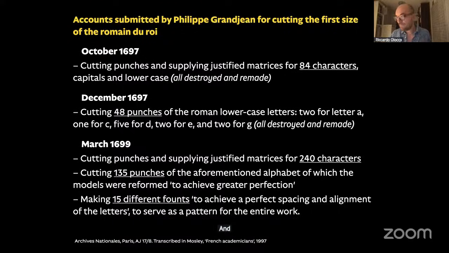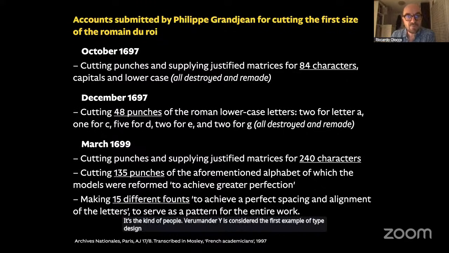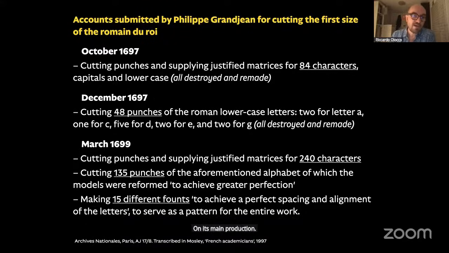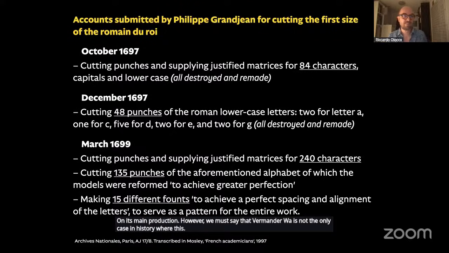And we can say that the committee basically acted like a 20th century type designer, more or less like Van Krimpen, Gill, Dwiggins, this kind of people. The Romain du Roi is considered the first example of type design in which the shape of the letters was determined independently of its means of production.